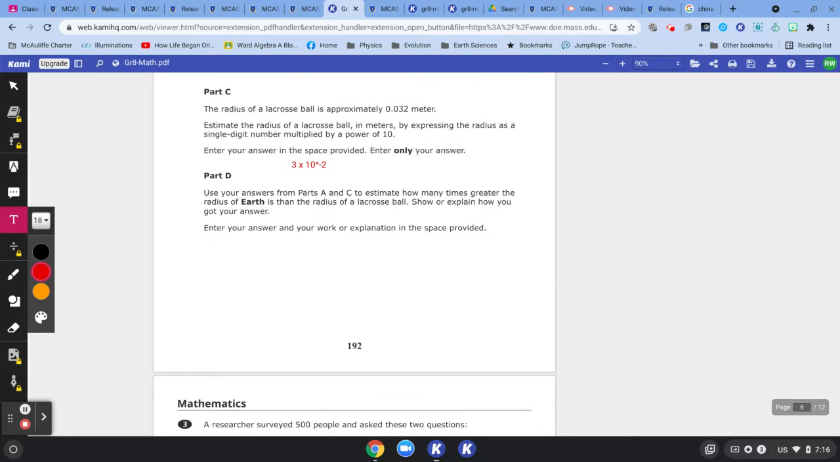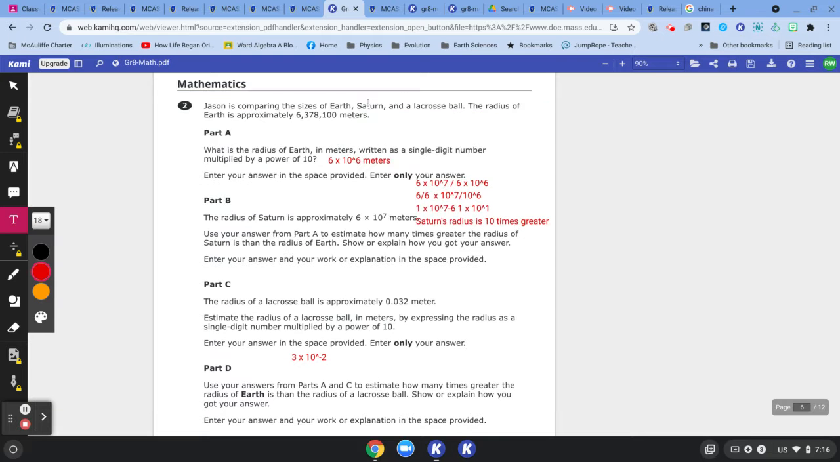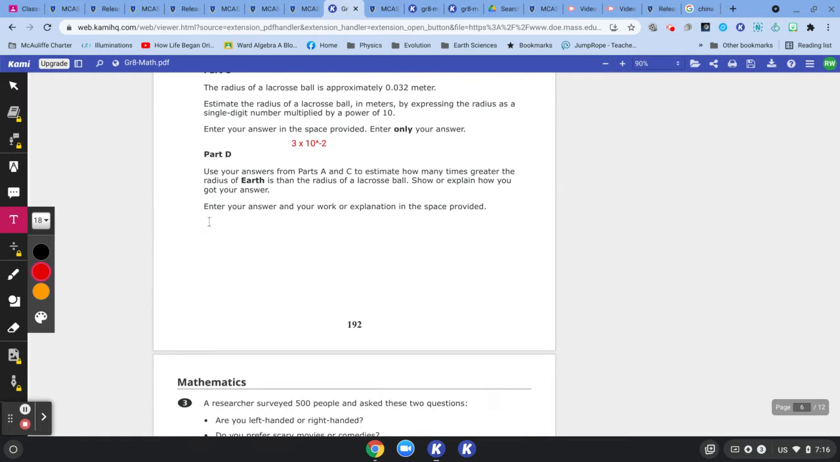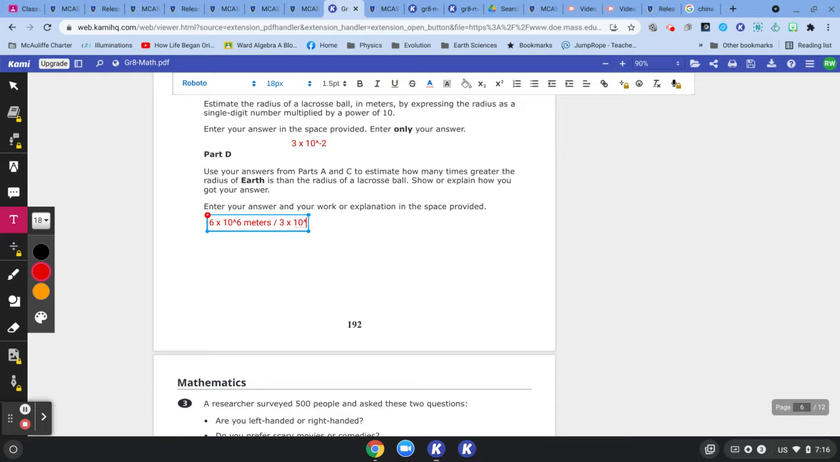And in part D, we're going to figure out how many times greater the radius of Earth is than the radius of the lacrosse ball. And I'll remind you from our earlier information, the Earth is 6 times 10 to the 6 meters, and we're trying to find out how many times greater, so we're dividing. So we're going to say 6 times 10 to the 6th meters divided by 3 times 10 to the negative 2 meters. Meters is going to drop out because it's in the numerator and denominator, and we aren't caring about a unit. In this case, it's just a ratio of the two sides.